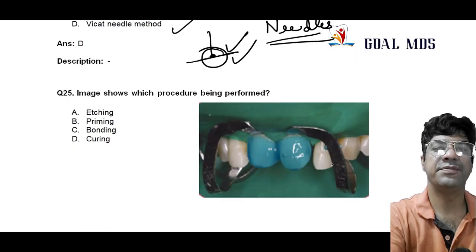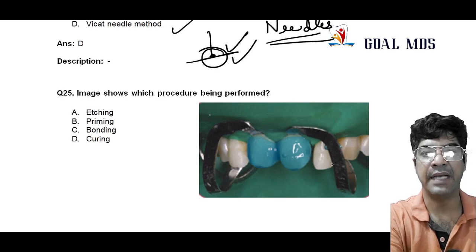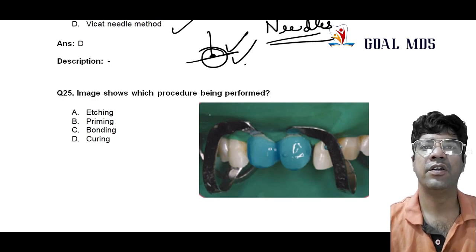The image shown in this procedure is acid etching. The most common acid we use is phosphoric acid.